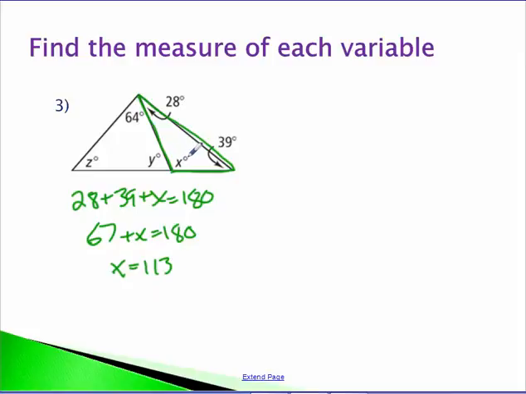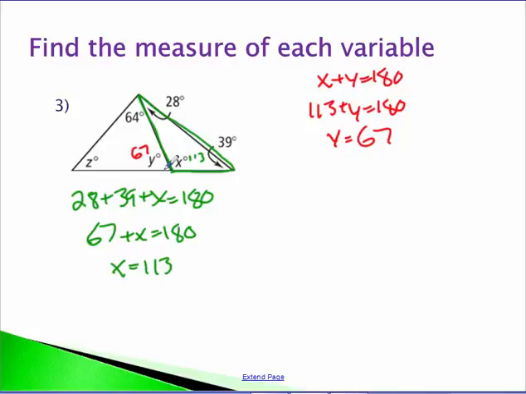So x is 113. Now that we have that, I want to find y. Now if I hide everything else in the picture and focus on just x and y, they're a linear pair. So x plus y equals 180, but I know x is 113. So when I subtract 113, I get that y is 67 degrees.